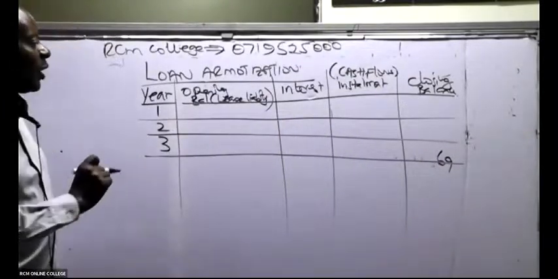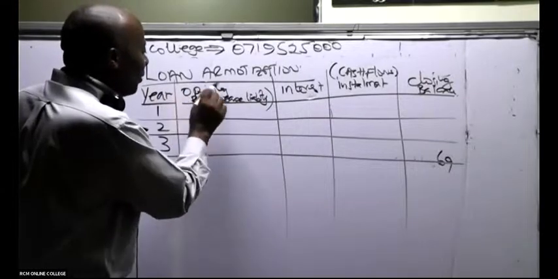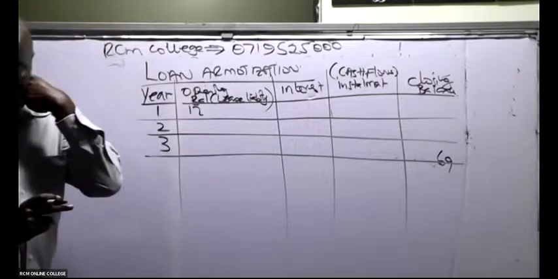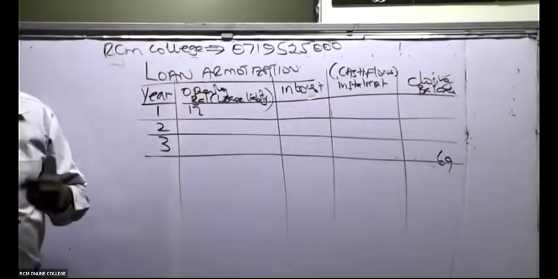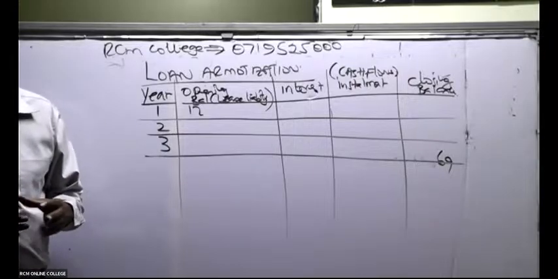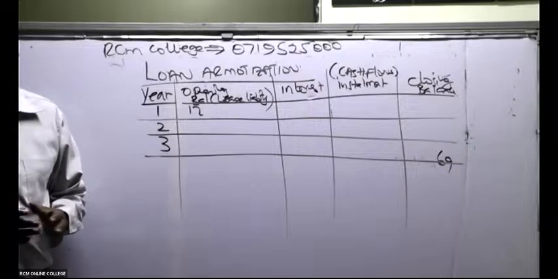So then we have this figure. Please remind mwalimu of this figure. The opening balance was 12 something. The opening balance was 1243 point something. Give me the decimals. Was it 45.45?